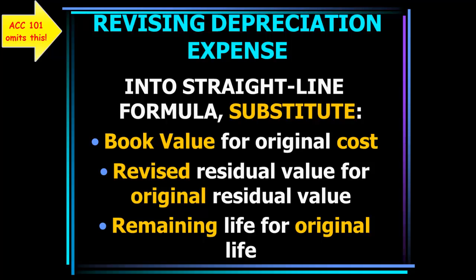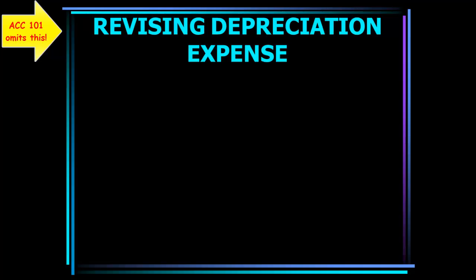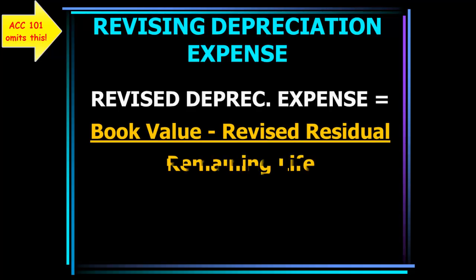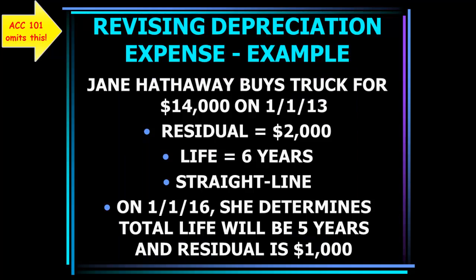For example, what if the asset's going to last a total of 10 years now, but 3 of those years have already passed? I've only got 7 years then to depreciate it over. So here's what my formula is going to look like. It is the book value, not cost, but book value, minus the new revised residual, divided by how many years of the useful life remain. And that will give my depreciation expense for each of the remaining years.